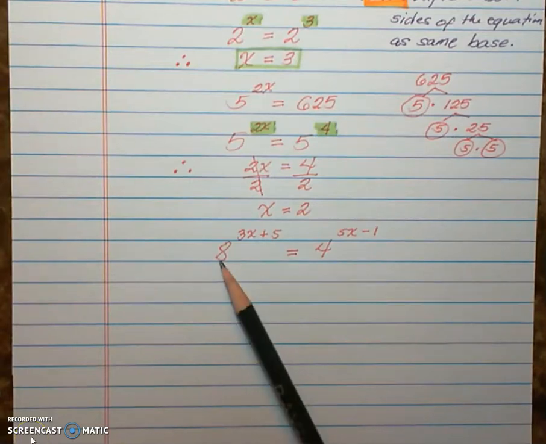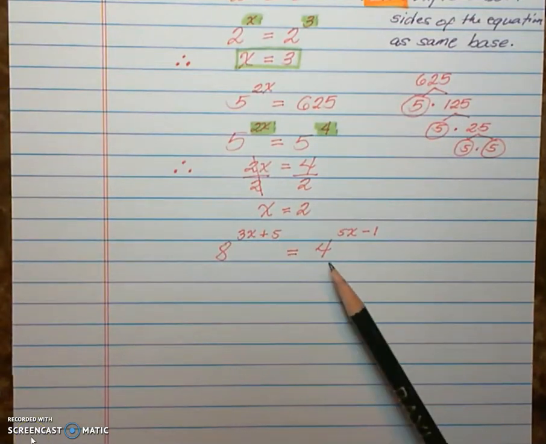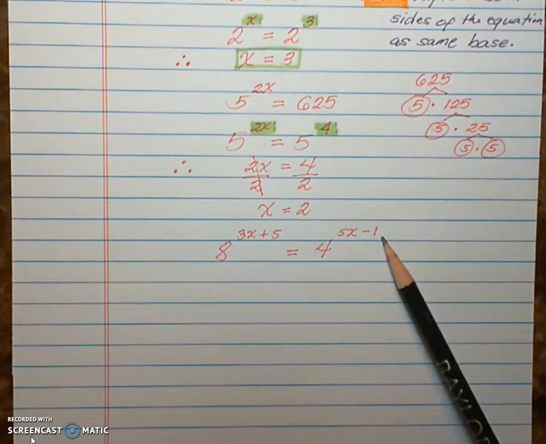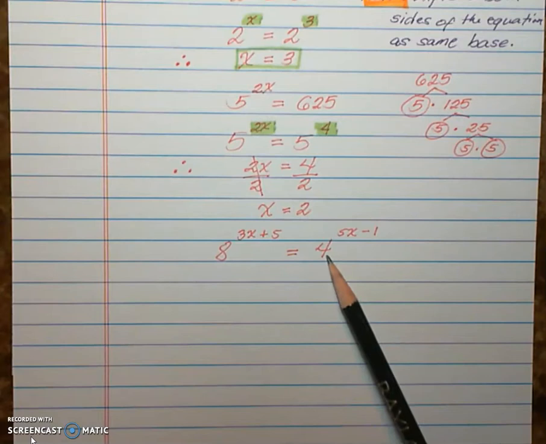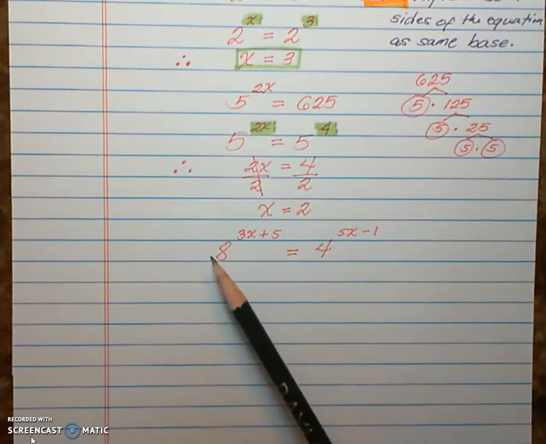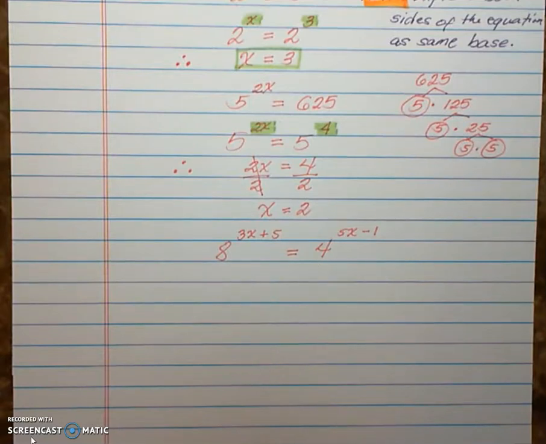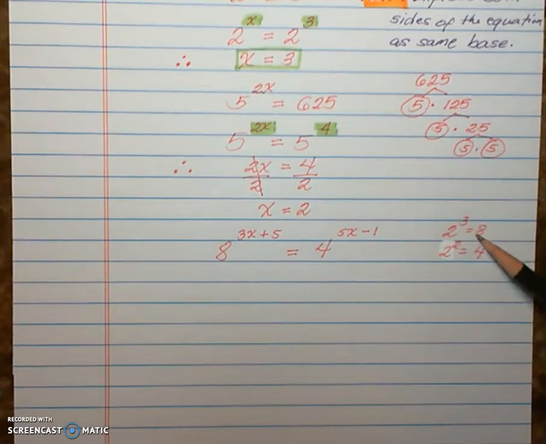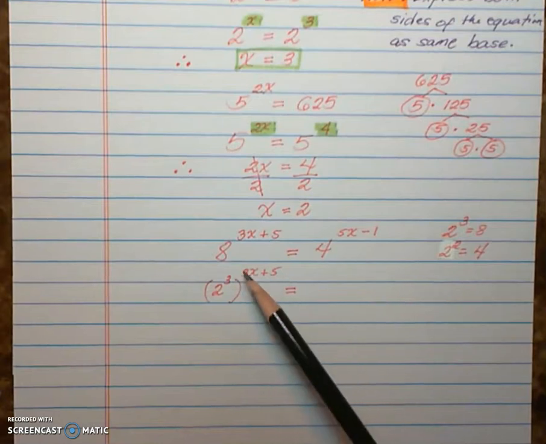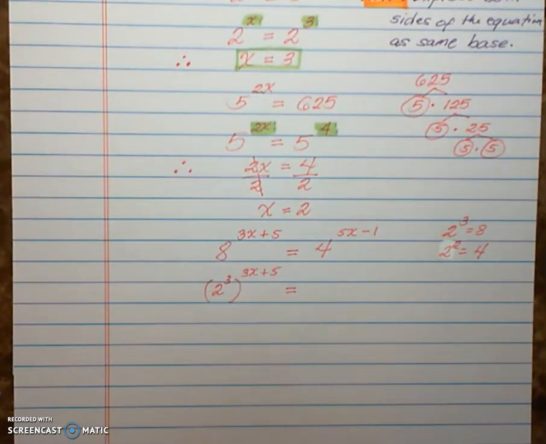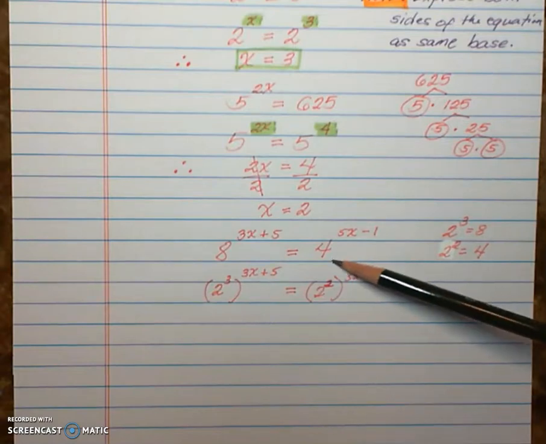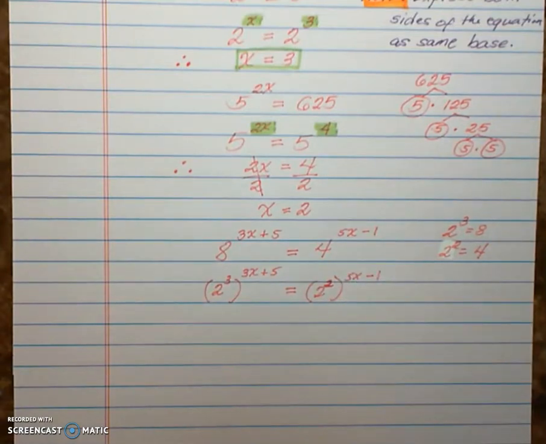Example number 3. 8 to the power of 3x plus 5 equals 4 to the power of 5x minus 1. Please note that both of them are multiples of 2. Therefore, I can express both of them as bases of 2. 2 to the power of 3 is equal to 8, and 2 to the power of 2 is equal to 4. So I'm replacing 8 with 2 to the power of 3, and I will replace 4 with 2 to the power of 2. Notice that the bases on both sides of the equation are now the same, the base is just 2. Because of that, we can already operate on the exponents and solve for x.